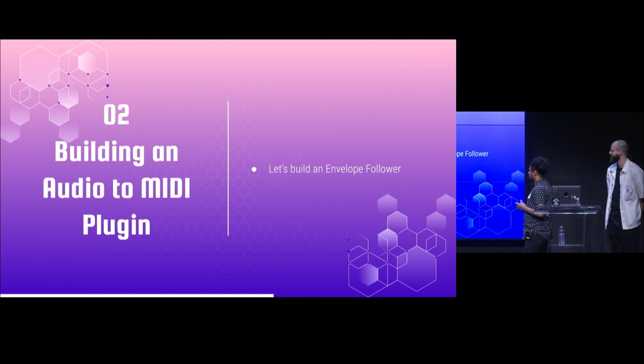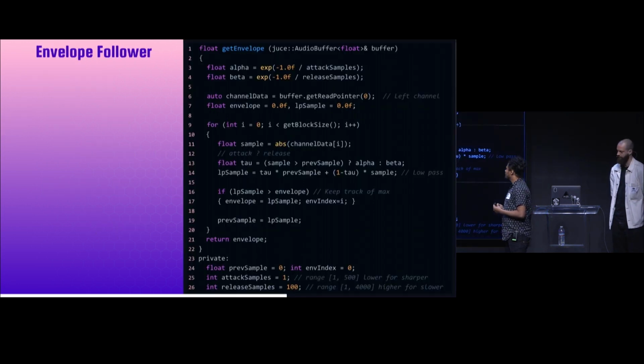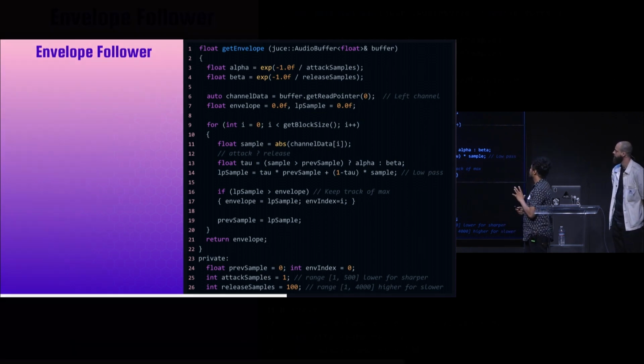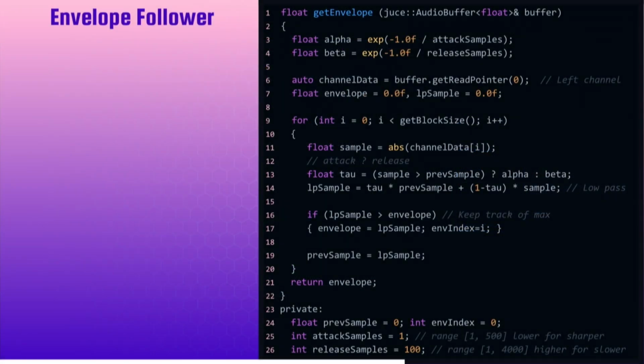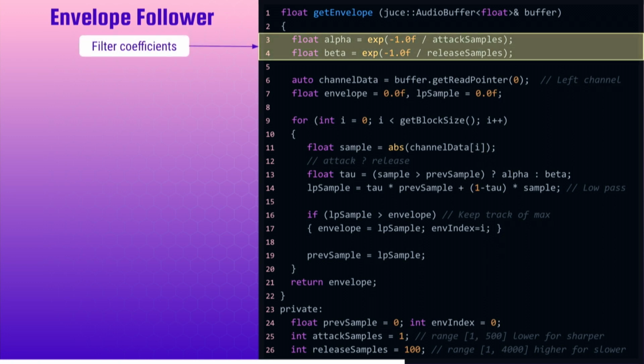So let's build a quick envelope follower. And a note, envelope following is trying to track the amplitude of a signal in real time. So, all right, here's a get envelope function. We are providing it the audio buffer that we got in our process block in JUCE. We're going to use a low-pass filter to do this envelope following.